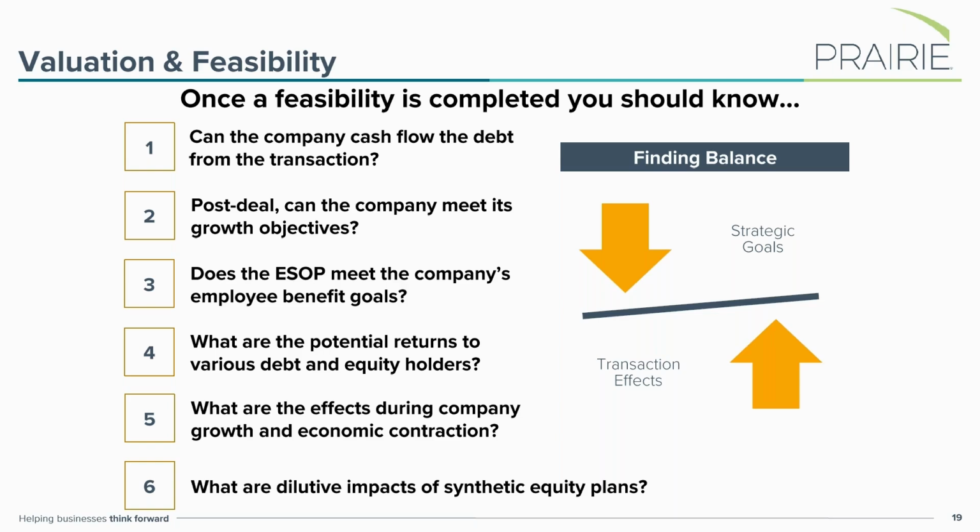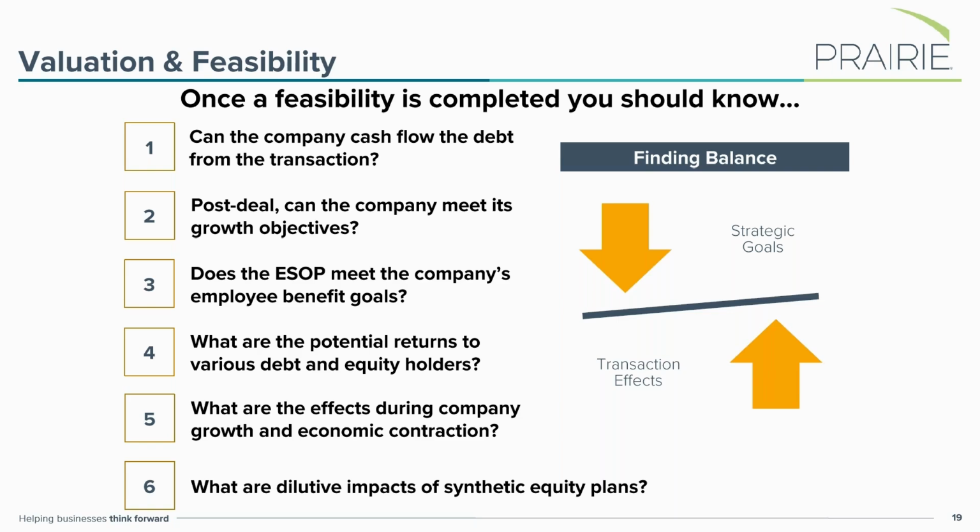Now the feasibility study is completed, what are some things that you want to look out for? One, obviously, that we've talked about, is it's a highly levered asset. Can the company cash flow the debt? Now, what are some of the other objectives the company has? Maybe there's an expansion strategy the company is looking to employ in the next 2 to 5 years. Does the company have the cash flow flexibility to do so?